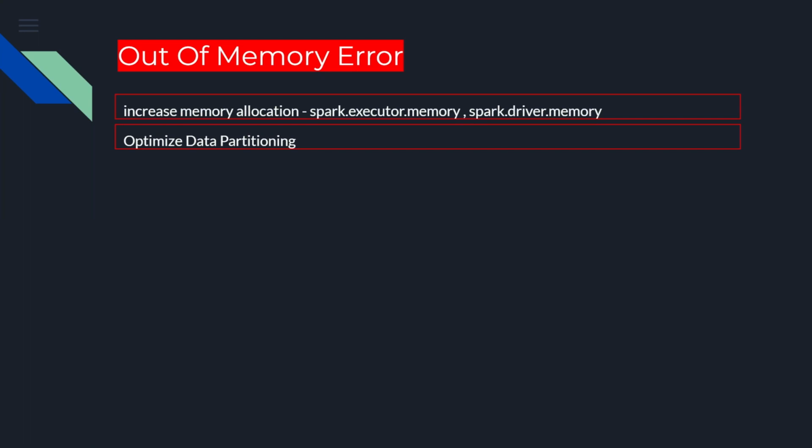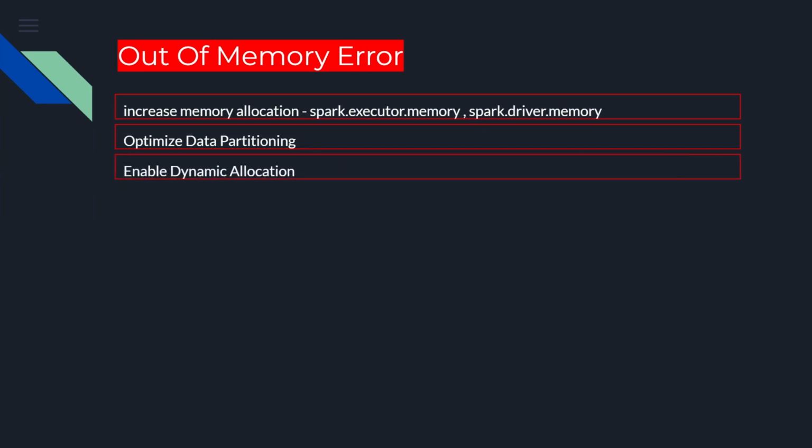But usually what I have seen is we adjust partitions manually. You can manually set the number of partitions using repartition or coalesce. Repartition can increase or decrease the number of partitions and involves a full shuffle of the data. Coalesce is used to decrease the number of partitions and tries to minimize data movement. So this is all about optimizing data partitioning.